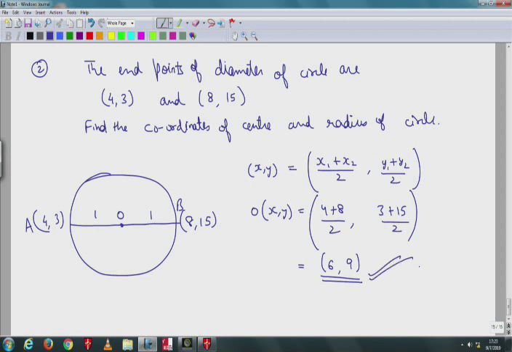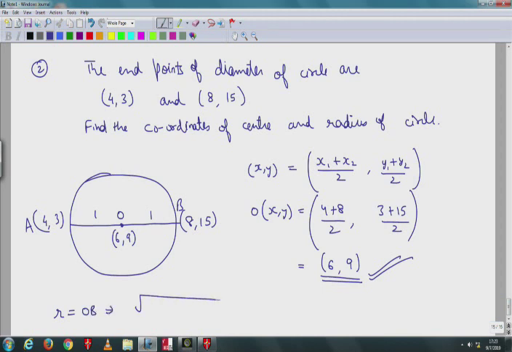Now we also have to find the radius of the circle. Now you know what the radius is. Radius is nothing but the distance from the center to the end point. So either you can find the distance OB or OA. Both will give you the same answer as the radius of the circle. So let us say I am finding the distance OB.